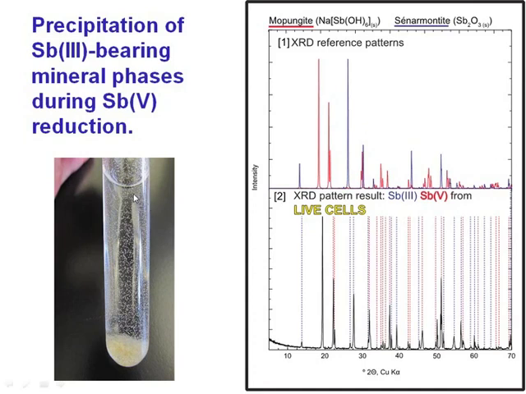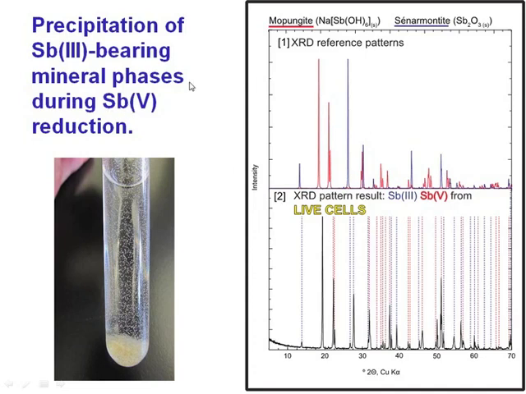That's what's going on here. As her bug is reducing antimony 5 to antimony 3, we're getting precipitation of antimony 3 bearing mineral phases. And these we could measure on the XRD. So this is showing XRD traces of this mixture.